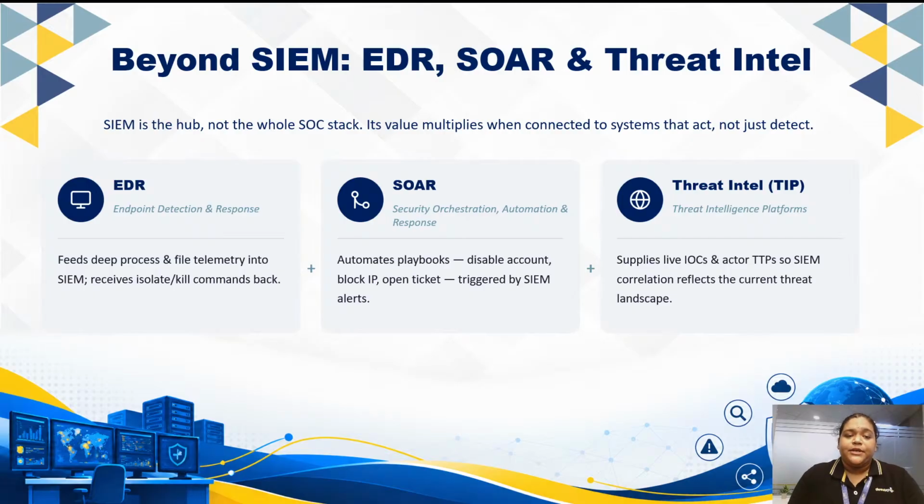There are important ingredients, and the first one is endpoint detection and response. EDR provides detailed endpoint information, including information about processes, files, and endpoint activity. This information can be sent to SIEM to centralize analysis, while response activities such as isolating endpoints can be performed when required.